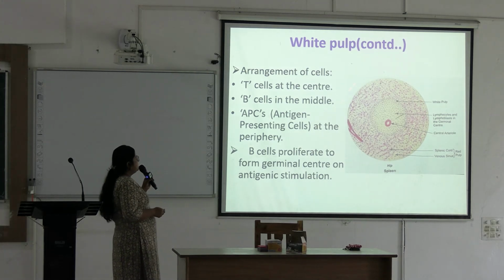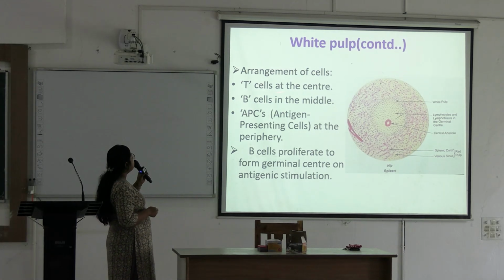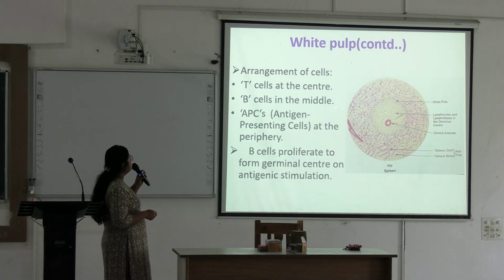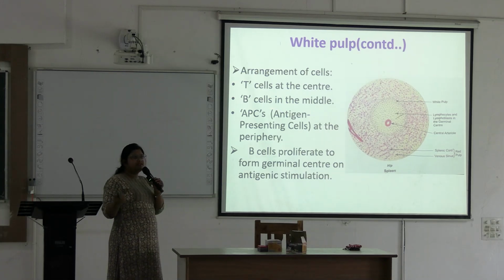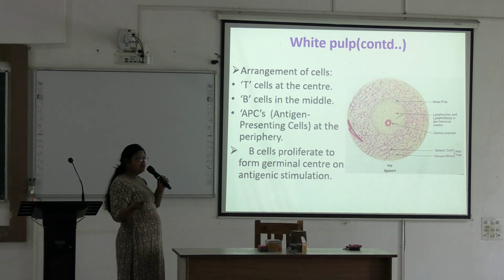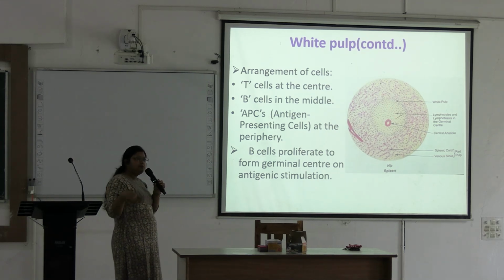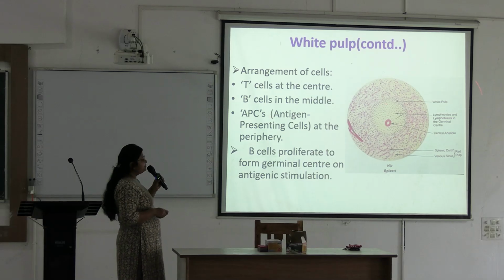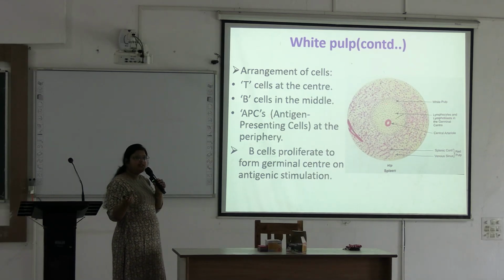And what will be the arrangement of cells within the white pulp? T cell lies at the center here. B cell in the middle, and these B cells proliferate to form the plasma cell, and they will form the germinal center, the light colored portion of the lymphatic follicle, okay? And surrounding it will be the antigen presenting cells at the periphery. So T cell in the center, B cell in the middle forming the germinal center, and outermost at the periphery will be antigen presenting cell. So this is the composition of the white pulp.